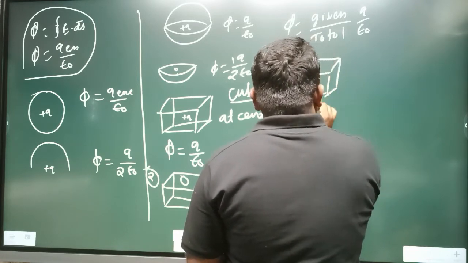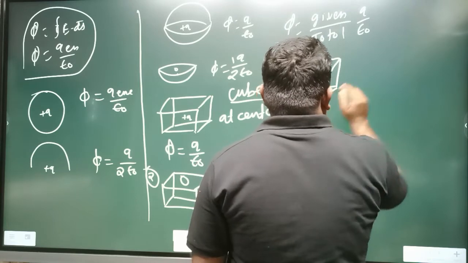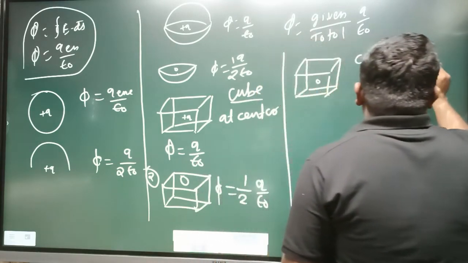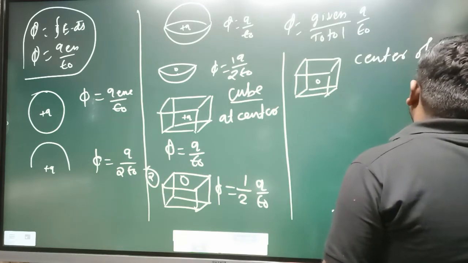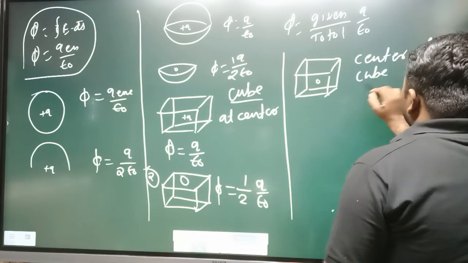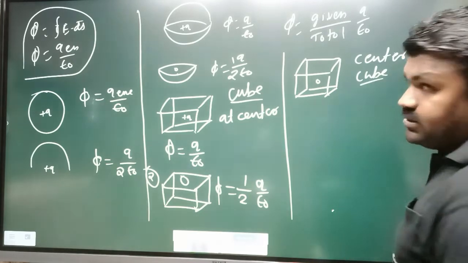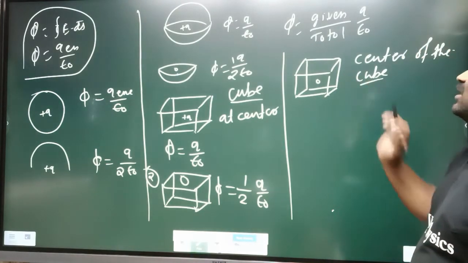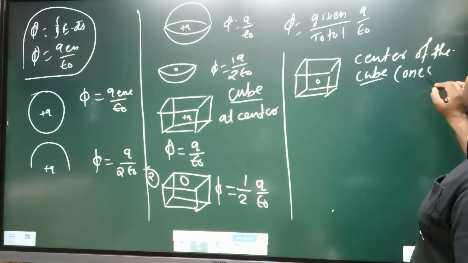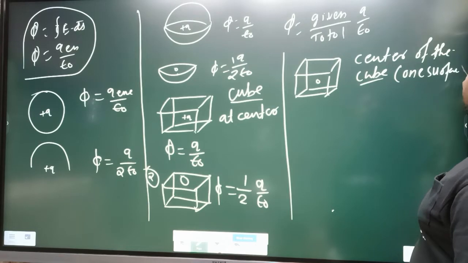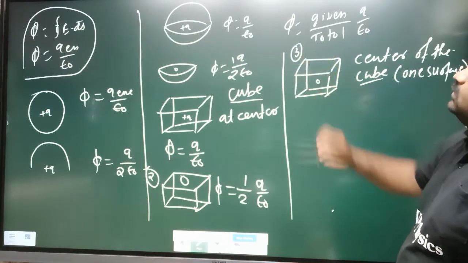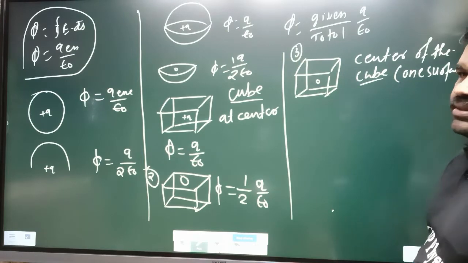Again we can place the charge at the center of the cube. Charge is placed at the center of the cube. Okay. And how much flux is passing through one surface?